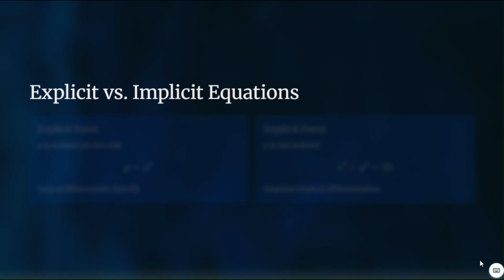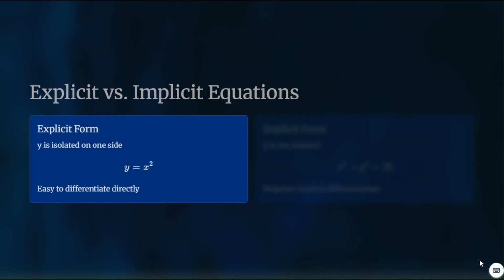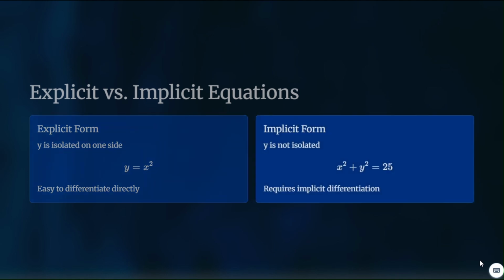Understanding the difference between explicit and implicit equations is the first step to mastering implicit differentiation. When an equation is in explicit form, y is isolated on one side. For instance, if you have y equals x squared, that's easy to differentiate directly. Whereas when an equation is in implicit form, y is not isolated. If you have the equation x squared plus y squared equals 25, y is not isolated, so that will require implicit differentiation.